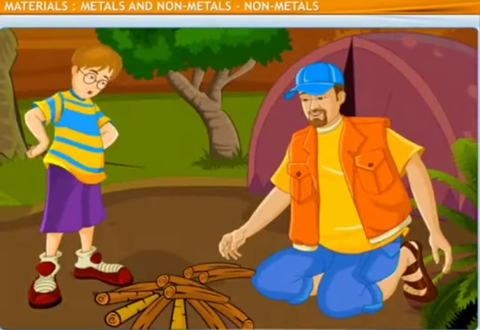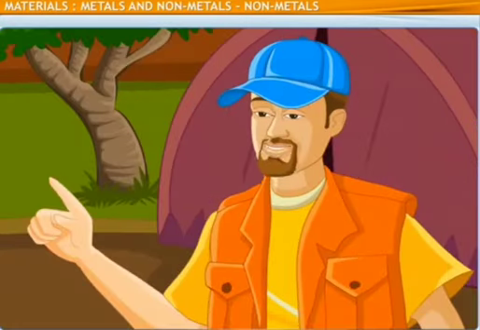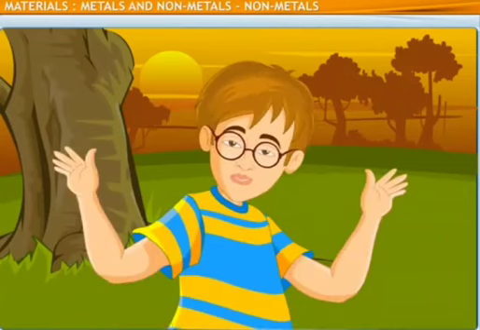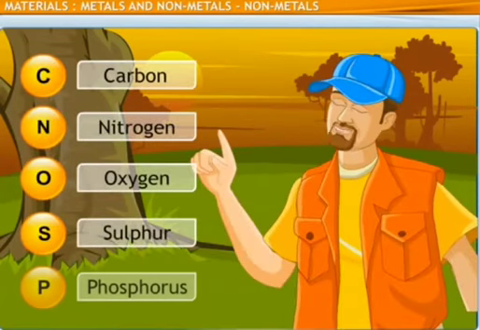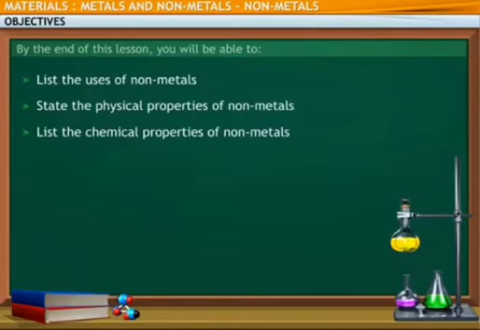Dad, what are you doing? I'm making a bonfire. Do you know that wood used for a bonfire is made of carbon, a non-metal? A non-metal? What's that? There is a class of elements known as non-metals. By the end of this lesson, you will be able to list the uses of non-metals, state the physical properties of non-metals, and list the chemical properties of non-metals.